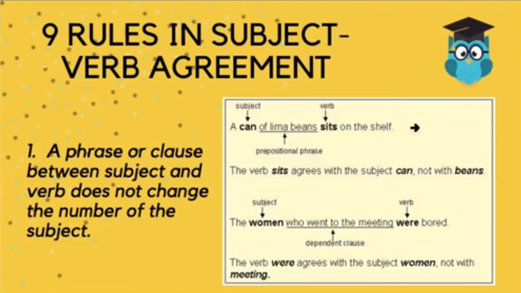Another example here, the women who went to the meeting were bored. The dependent clause is who went to the meeting, and the verb were agrees with the subject women, not with the meeting. Again, you might think that the meeting is singular, but that's not the subject in this sentence. The subject is women. So the verb must agree with the subject, which is plural.